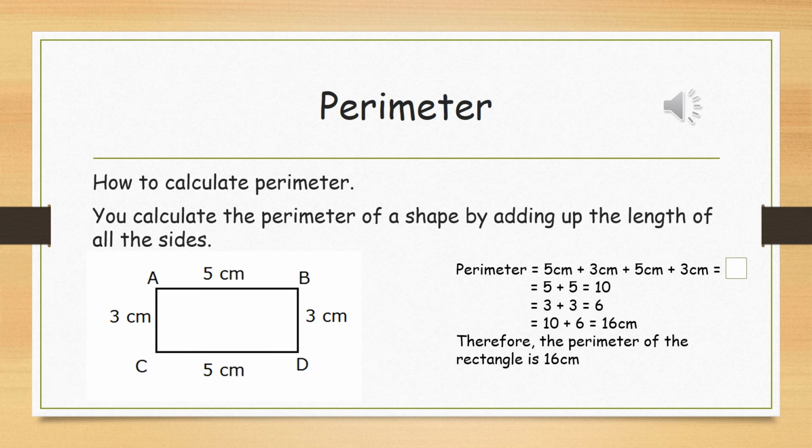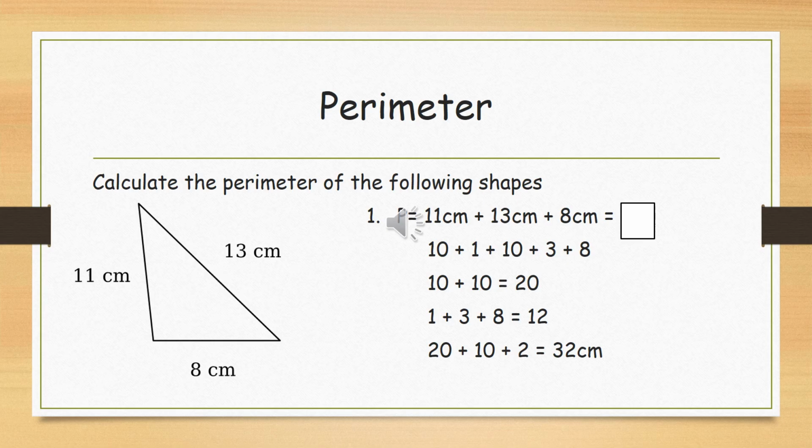So how to calculate perimeter? You calculate the perimeter of a shape by adding up the length of all the sides. So for instance, you've got 5 centimeters plus 3 centimeters plus 5 centimeters plus 3 centimeters. You add them all together using our usual addition method. If you add all those numbers up, you should get 16 centimeters. So the perimeter of the rectangle is 16 centimeters.